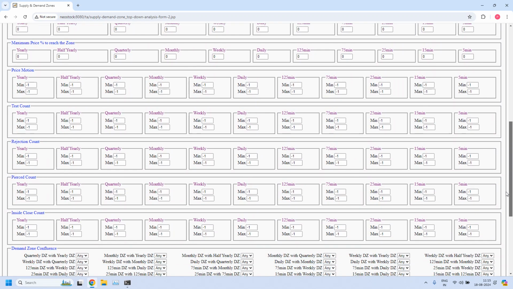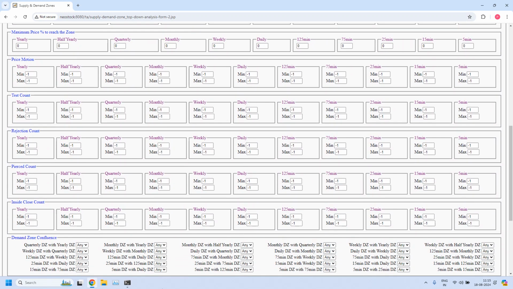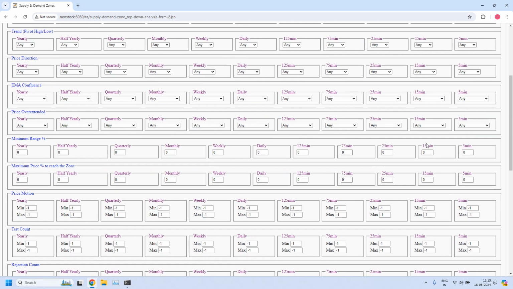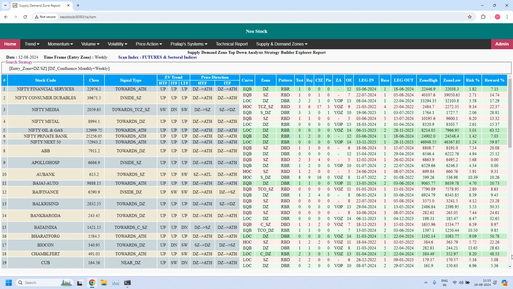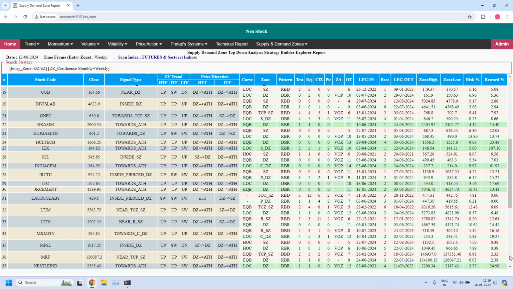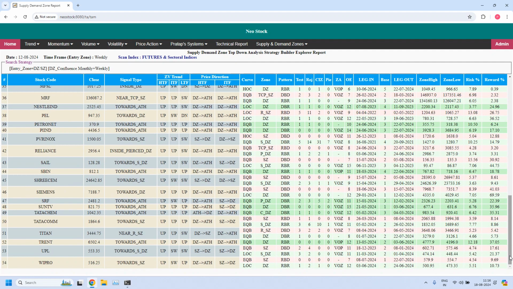So in the demand zone confluence, weekly demand zone with monthly demand zone, I enabled. Let's verify. We got a very big list. All these weekly zones are having confluence with the monthly time frame. So 54 stocks are filtered.